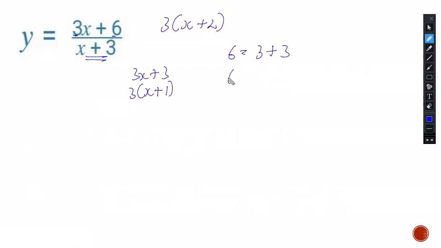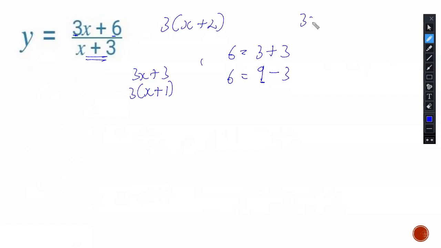Now, another way in which we can write 6, remember, you need to be creative when it comes to this. Another way in which we can write 6 is to say 9 minus 3, right? So do not always think of addition. You can also think of subtraction, right? So 9 minus 3 is still equal to 6. But then how is the 9 going to help us?